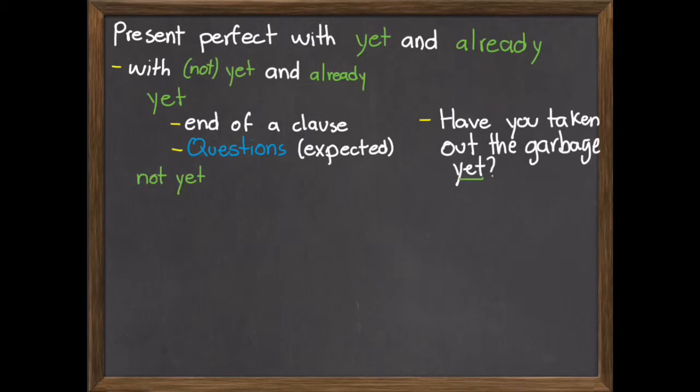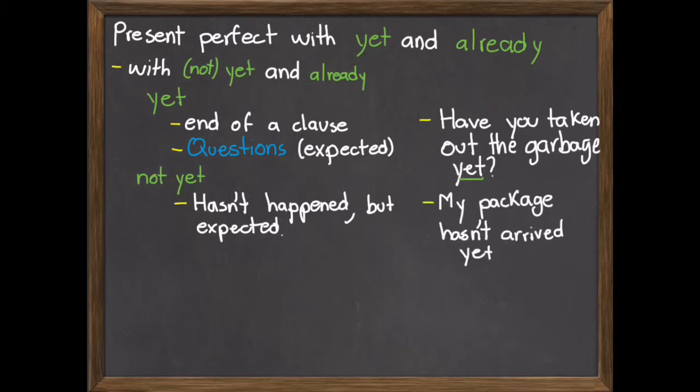Now, we use "not yet" to say something that hasn't happened, but that we expect to happen in the future. Something that hasn't happened, but is expected to happen in the future. For example, my package hasn't arrived yet. My package hasn't arrived yet.